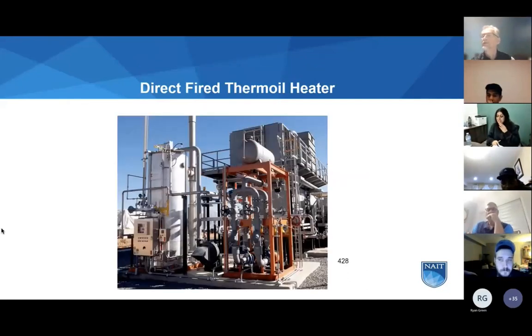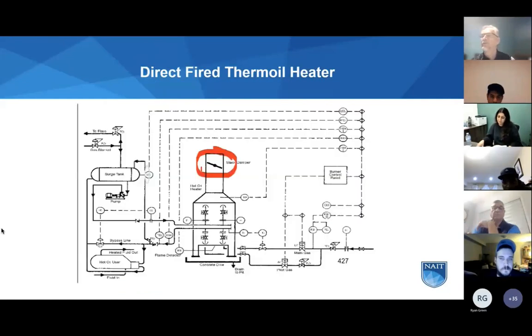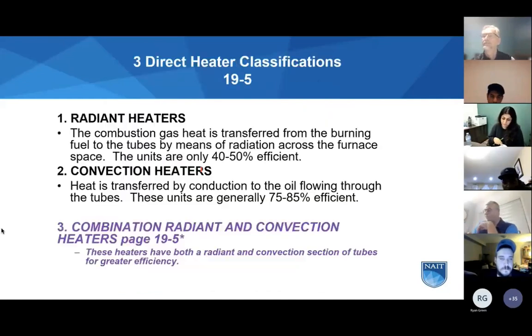This one here is a hot oil system. This is not a big furnace. That one was 12 stories high, 400 burners. This one might have one burner, possibly a couple more. Okay.